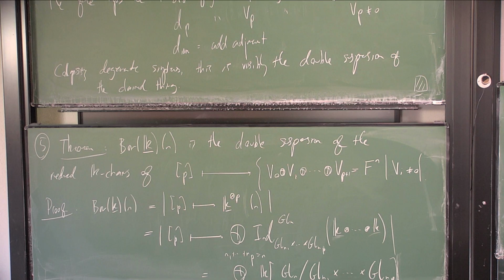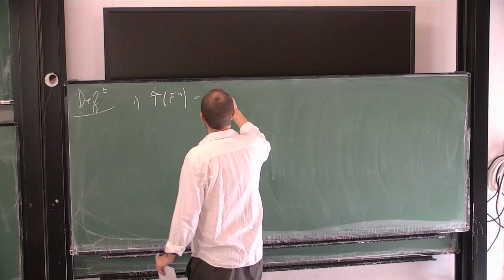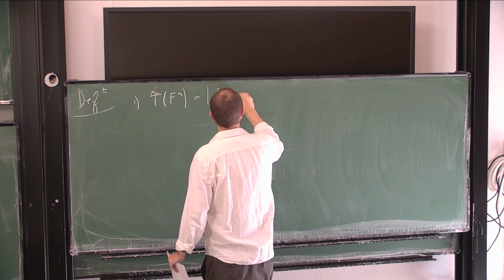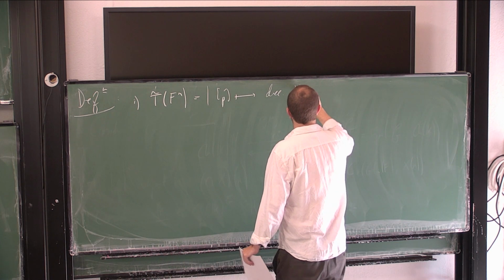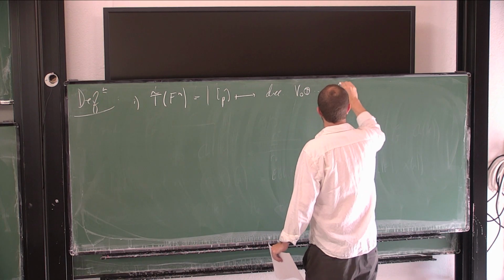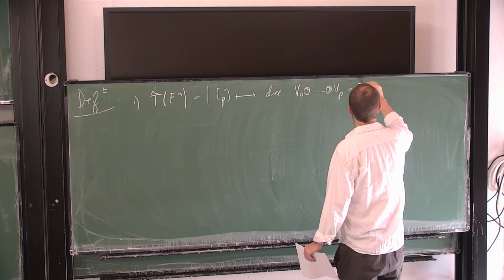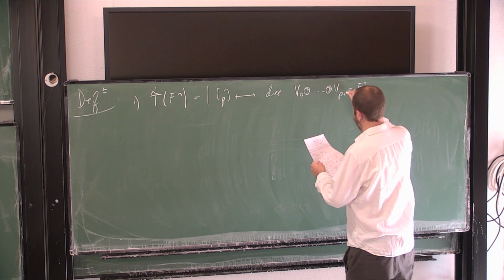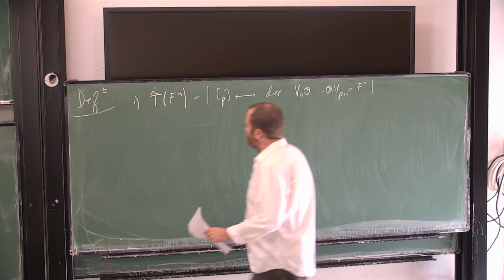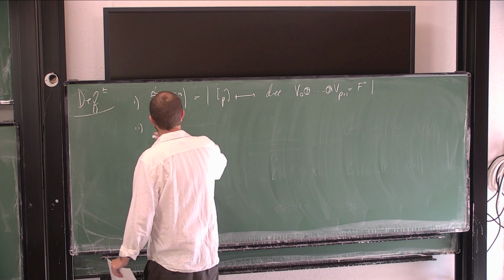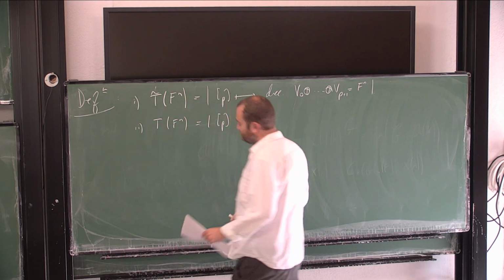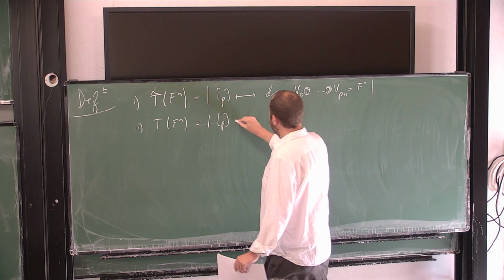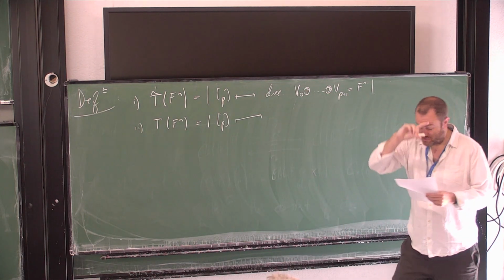One, T tilde of Fn is this object. This is the thing where p goes to decompositions V0 to Vp of Fn, Vp plus 1, sorry. T of Fn, that's the simplicial object that sends p to flags of length p plus 1.